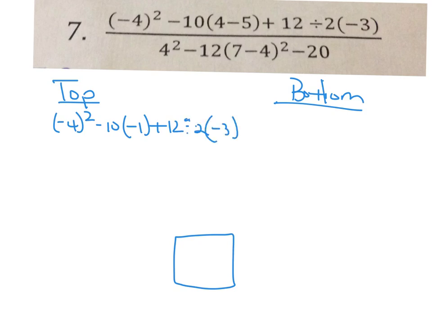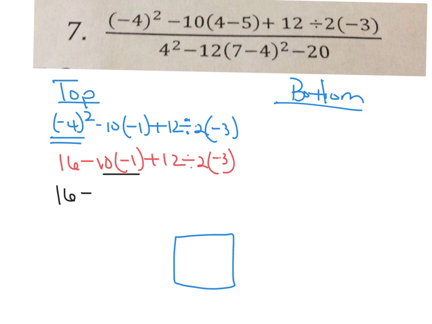Okay, and again, I got to make sure that I'm only focusing on the top right now. Okay, there's no more parentheses, so I have to do my exponents. Negative 4 squared is negative 4 times negative 4 because it's in parentheses. That's 16 minus 10 times negative 1 plus 12 divided by 2 times negative 3. Alright, so now I'm ready to do multiplication division left to right. So the first one that comes is right here. So I'm going to do 16, and I haven't used the minus. 10 times negative 1 is negative 10 plus 12 divided by 2 times negative 3.